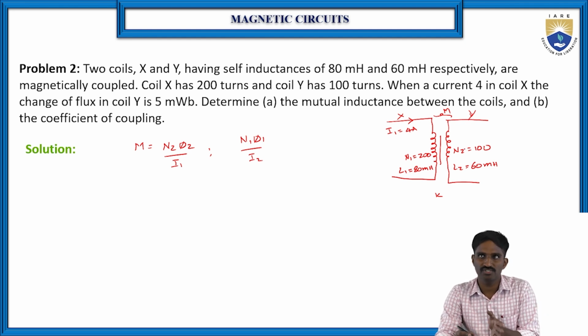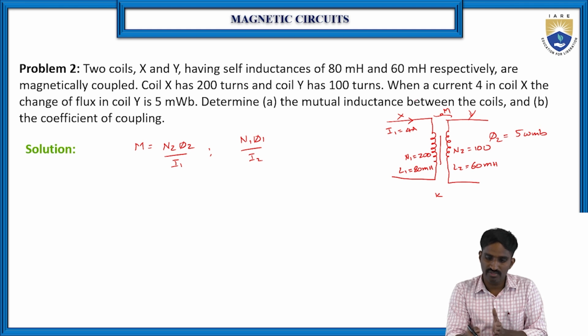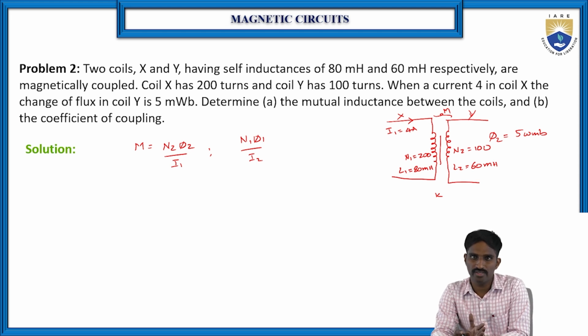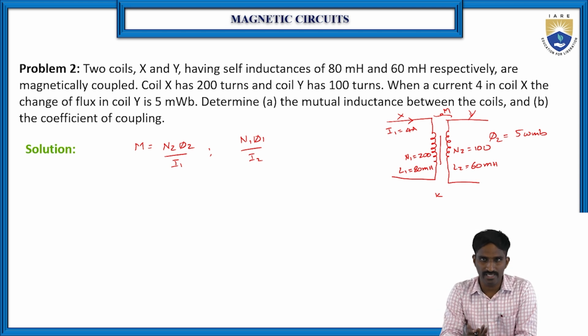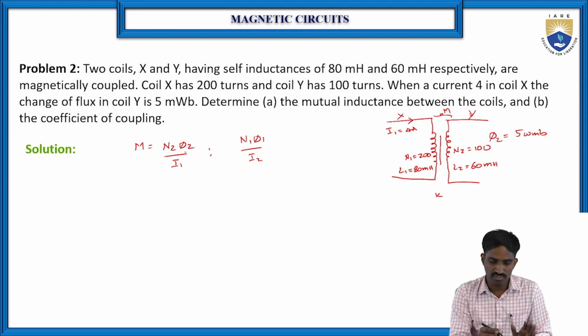So they mention the change in the flux in the coil Y, which is phi 2. Here phi 2 is equal to 5 milliwebers, and that they have given when a current of 4 amperes flows in the coil X. The change in flux in the coil Y is because of the change in current in the coil X. That change in current is also given, 4 amperes. So that's why we should consider this equation.